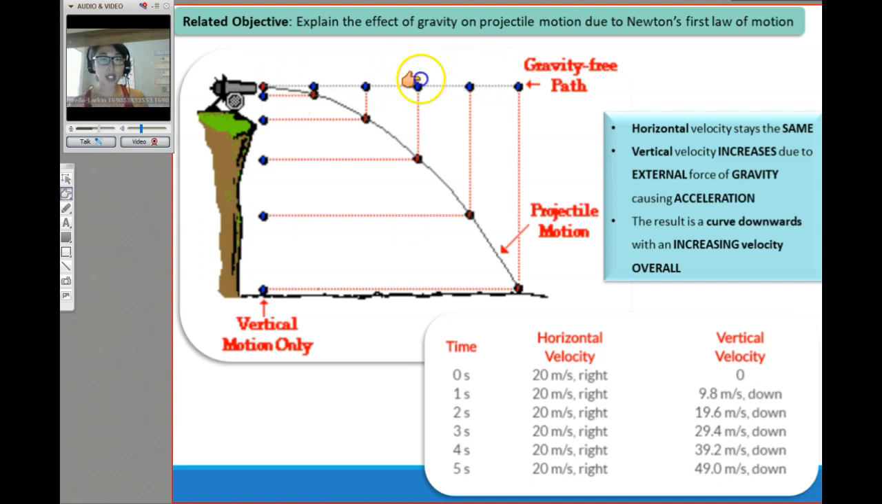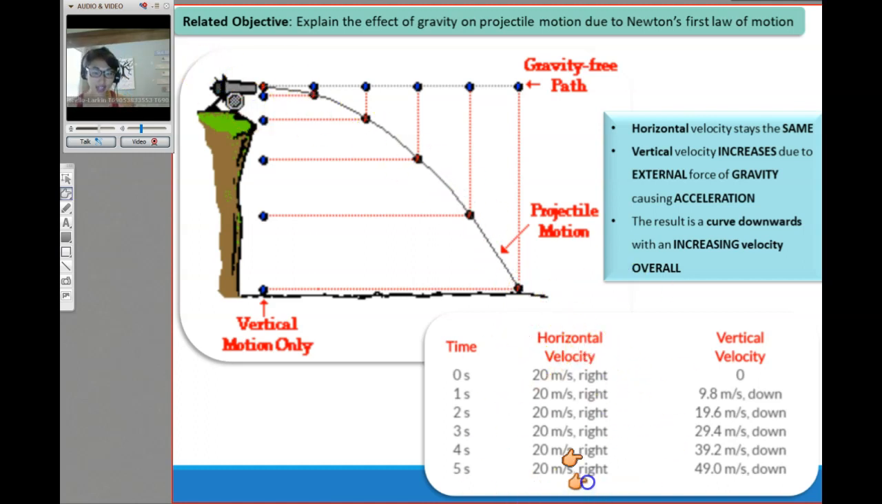What's really happening is horizontal velocity stays the same because, again, Newton's first law says once it's in motion, it's going to stay in motion. So horizontally, it stays with the same motion. Give me a thumbs up if that makes sense. It keeps on going straight to the side, but at the same time, it's also being affected vertically. And that vertical motion is getting faster and faster due to the external force of gravity. And as it gets faster and faster, it makes it curve downward more and more. So overall, the velocity is getting faster.